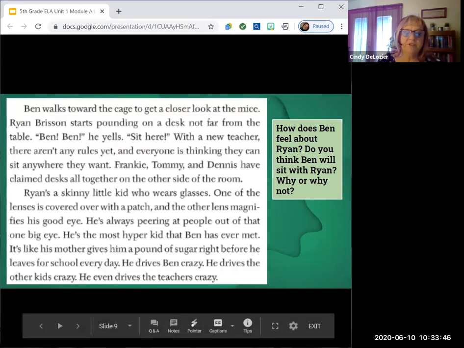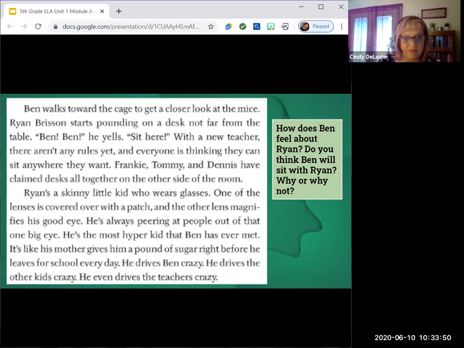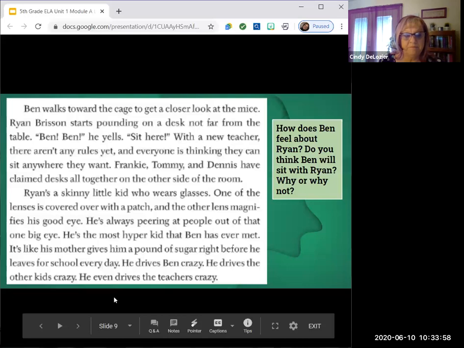Ryan is another character in the story. Because his name is specifically mentioned, I think I will note his name on my characters chart. How do you think Ben feels about Ryan? Do you think Ben will sit with Ryan? Why or why not?